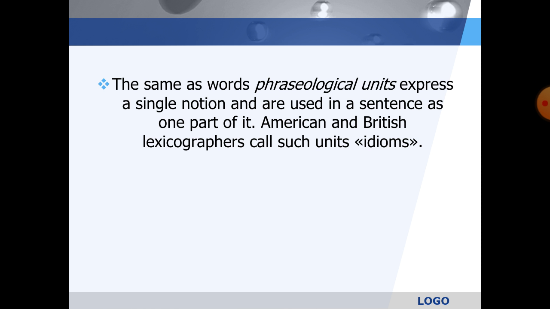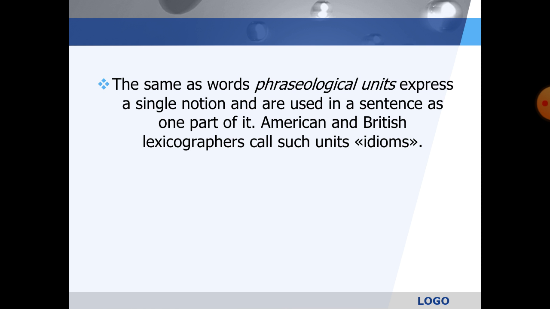The same as words, phraseological units express a single notion and are used in a sentence as one part of it. American and British lexicographers call such units idioms. We can mention such dictionaries as Smith's Words and Idioms, a book of English idioms by Collins, etc. In these dictionaries, we can find words peculiar in their semantics, that is idiomatic, side by side with word groups and sentences. They are arranged, as a rule, into different semantic groups.